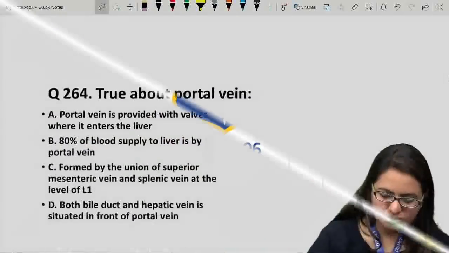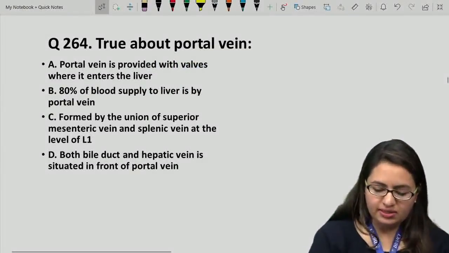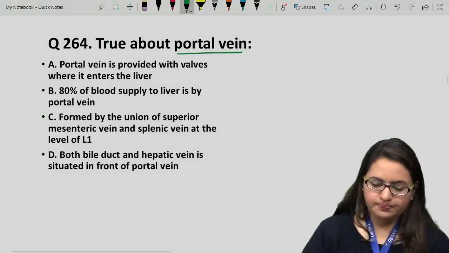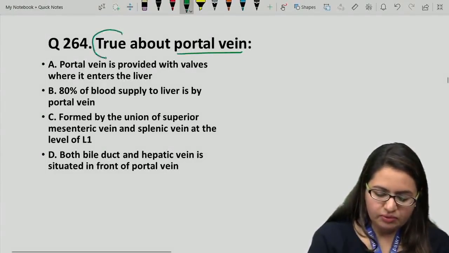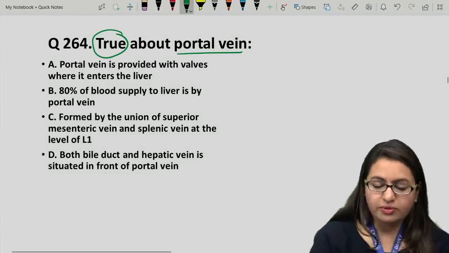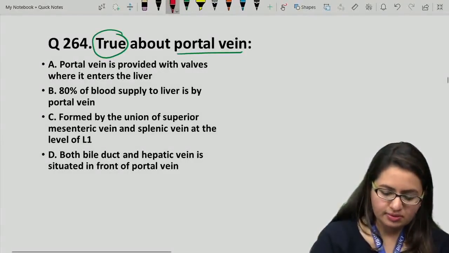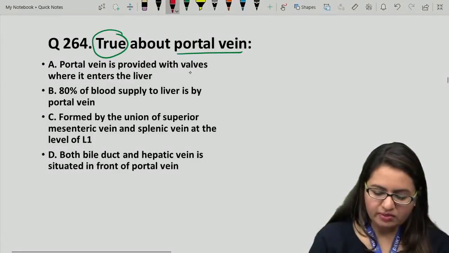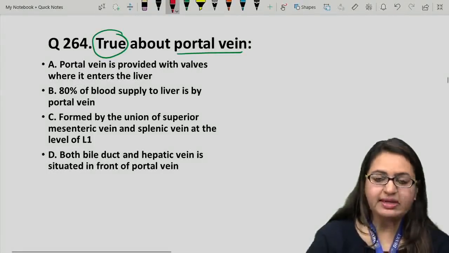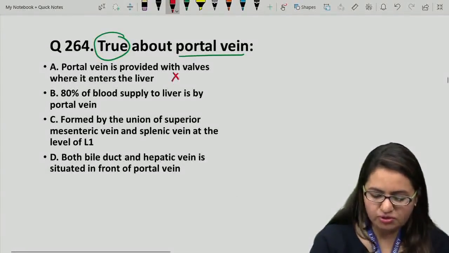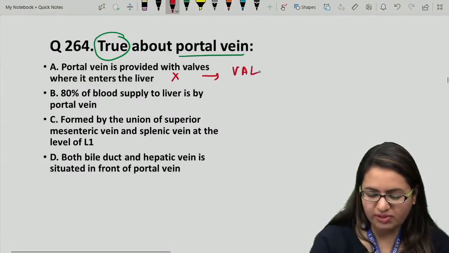Question number 264 is regarding the portal vein. In this we have to look for the true option. The true statement about the portal vein is: option A, provided with valves where it enters the liver. This option is wrong because the portal vein is valveless.